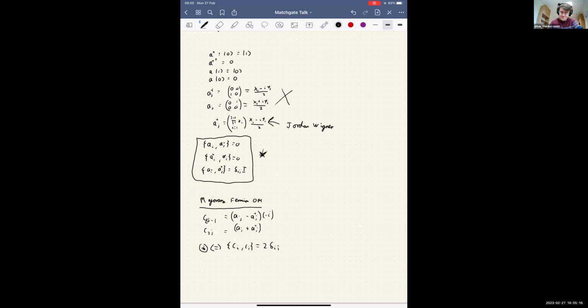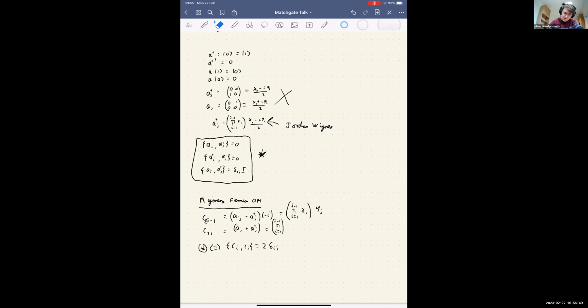And actually, if you go back to my definition in terms of the Jordan-Wigner transformation of the A daggers and the A's, you get that this is something like a product from i equals 1 to j minus 1 of Z_i, times Y_j, and this is the product from i equals 1 to j minus 1 of Z_i, times X_j.